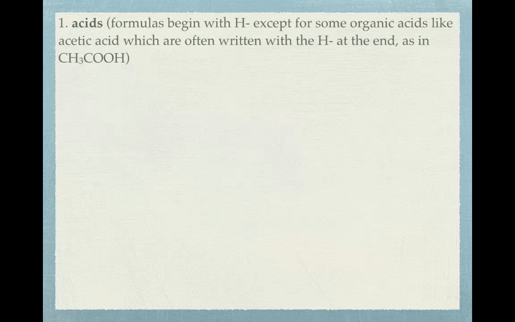Alright, so let's talk about some of these terms. First, acids. An acid is a chemical that begins with H, then it has a non-metal, and then sometimes it is followed by an oxygen. So for example, H2SO4, sulfuric acid, HNO3, HCl. However, there are some exceptions. For example, acetic acid does not begin with an H, instead the H is at the end. So just be careful, you'll become familiar with a lot of the acids. Most start with H, some do not.